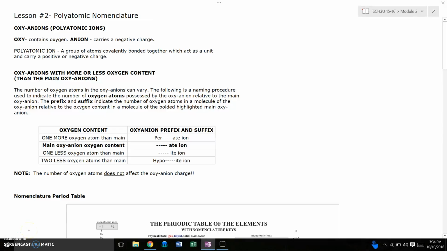Hello and welcome to today's lesson on polyatomic nomenclature. Today we're going to expand on our previous lesson on binary nomenclature, which focused on two types of atoms bonded together. Today specifically we're going to talk about oxyanions, which are just oxygen-containing anions, which are negative ions. So oxygen for oxy, anions for negative ions.